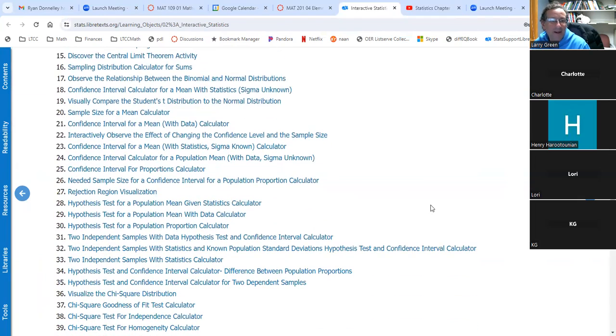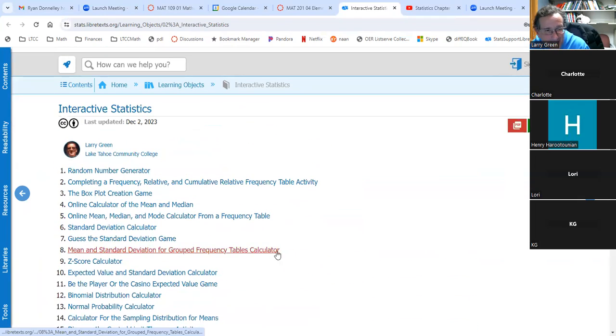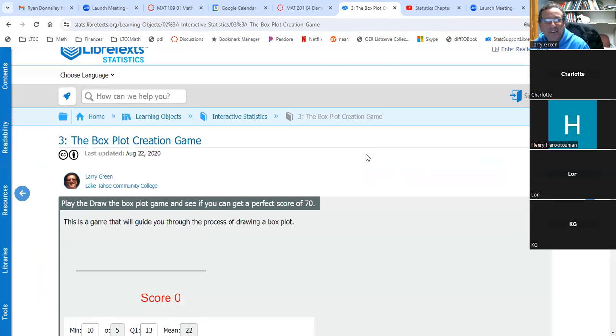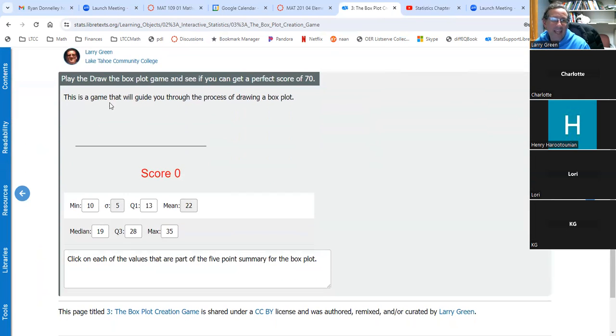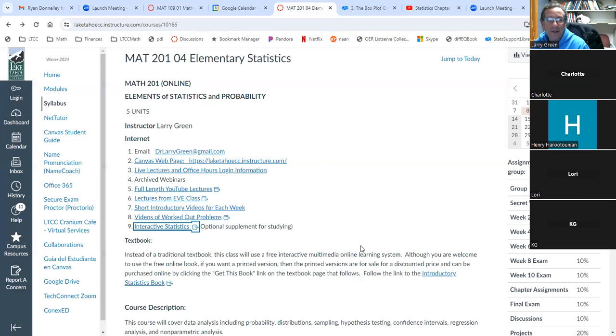Let me find one that isn't the calculator. Here's a box plot creation game. Again, we haven't learned this stuff yet, so you may not understand it. But this is a game that will guide you through the process of drawing a box plot, and you're going to do all this by moving your mouse. I'm not going to do this because we haven't learned the stats yet, so you might not understand it if I did. But when you get to it, you can do this stuff if you want. And there are over 50 of these. So that's the good news.